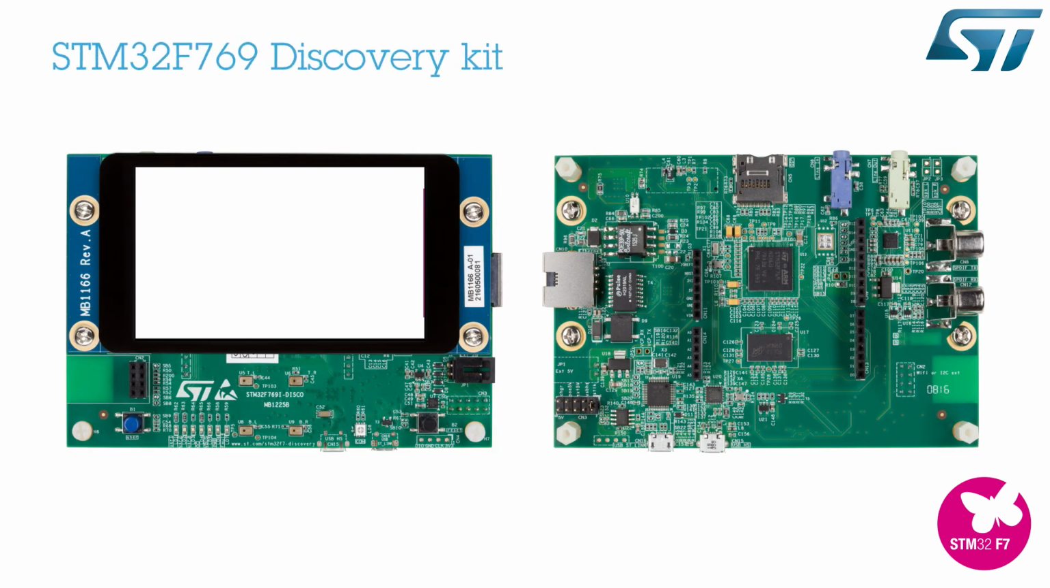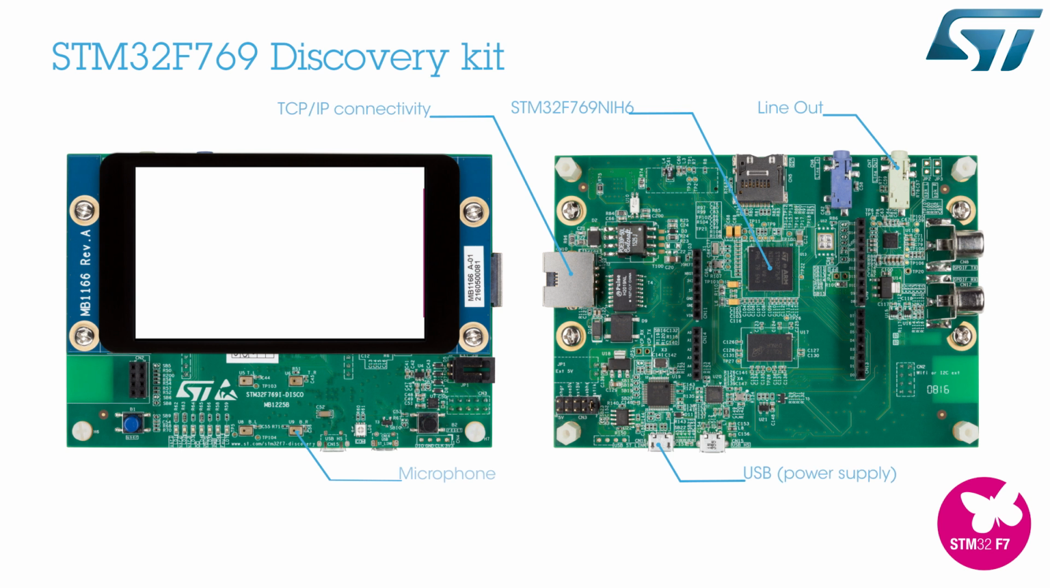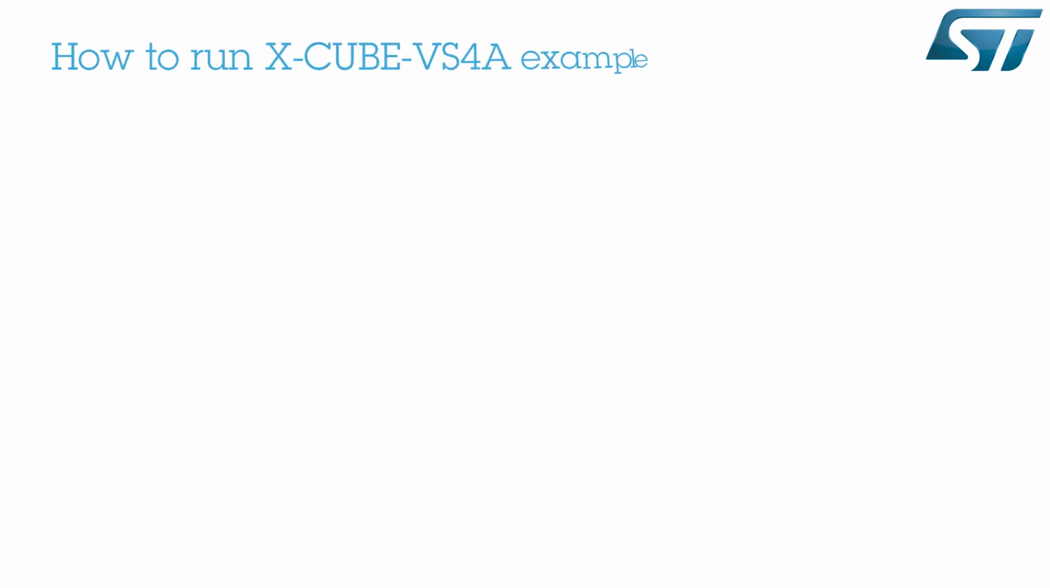Now, let's use an example embedded in the X-CUBE-VS4A and working on 32F769 Discovery board. On this board, you can find the main features needed for AVS, such as Ethernet, line out, or a microphone. Now, let's see how to run the software on our board.